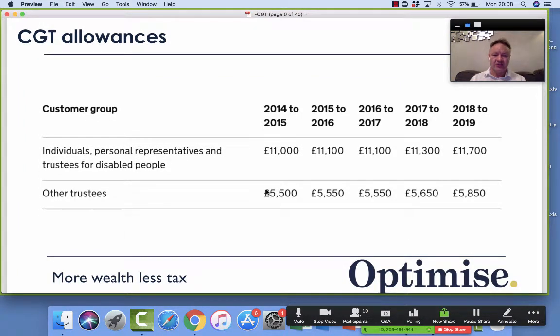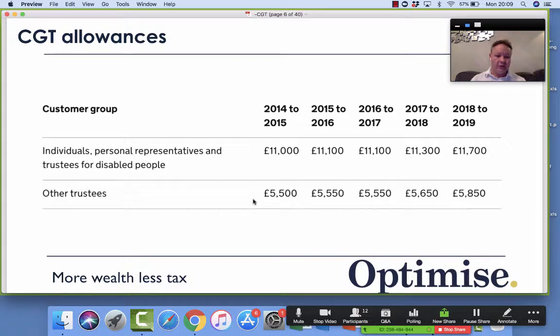And what I've done here for you, I've put them year by year from 2014 all the way up to present day. And you'll notice that the capital gains tax allowances have indeed increased, but not significantly. You know, HMRC haven't been terribly generous with their CGT annual allowances. And this is the amount of gain that you can have before you pay any capital gains tax. So currently it's 11,700. So if you had a property and you made a gain of 11,700, then you wouldn't need to pay any capital gains tax as a result.